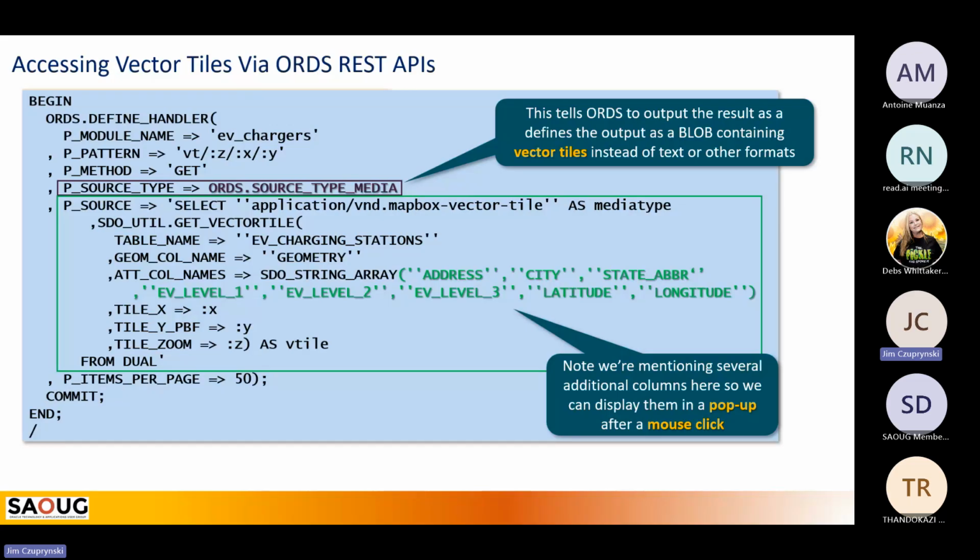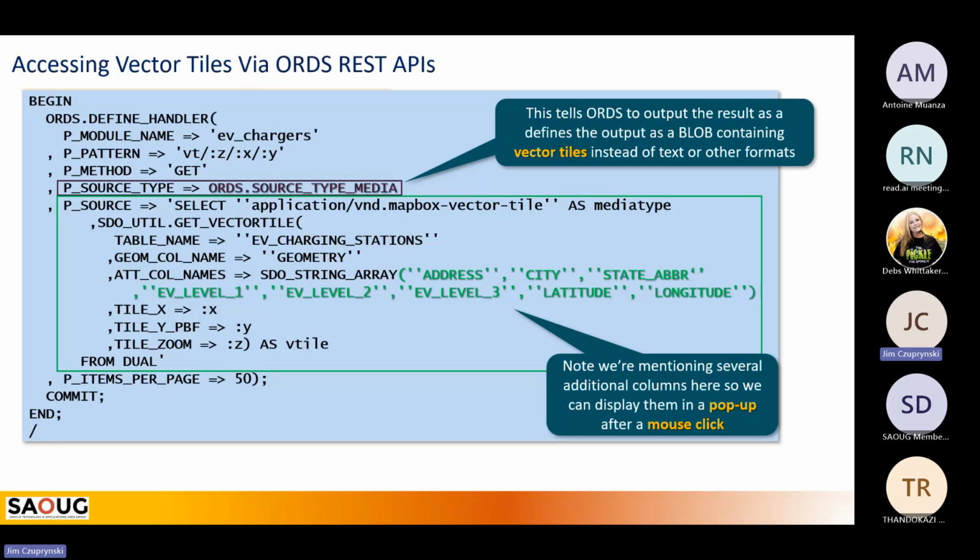EV level 1 is the lowest level. It's basically 120 volt household current. EV level 3 is Tesla Supercharger level. And of course, the latitude and the longitude. And there's that X, Y, and Z. Yeah. You see how this all glues together?